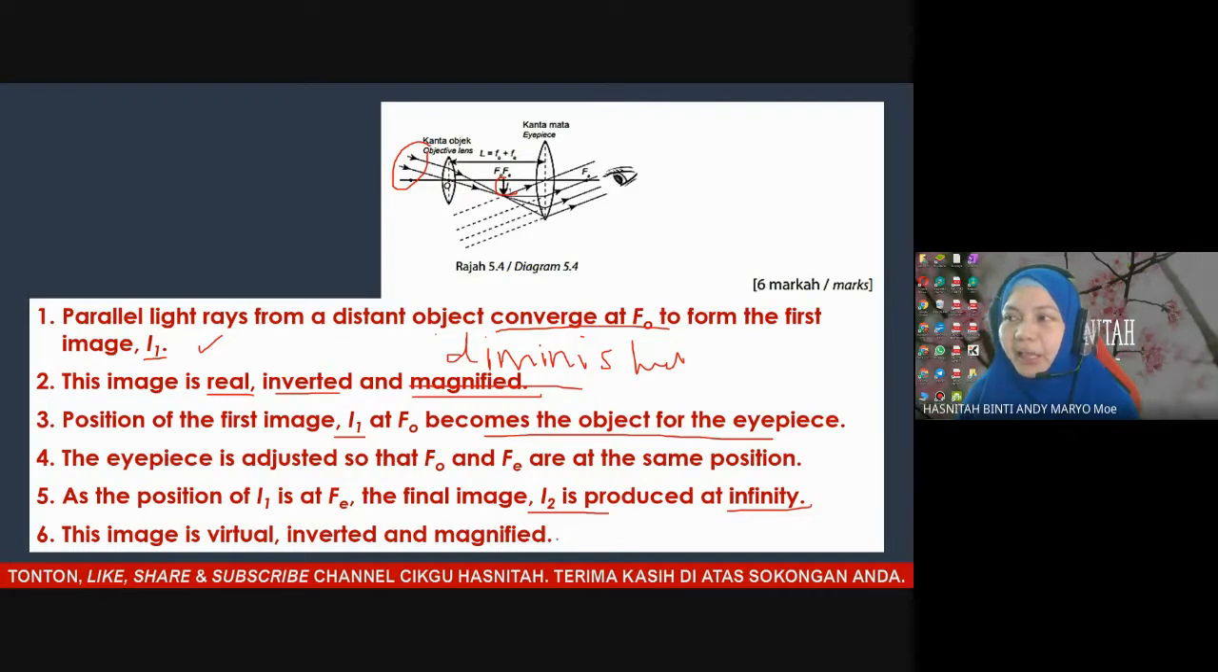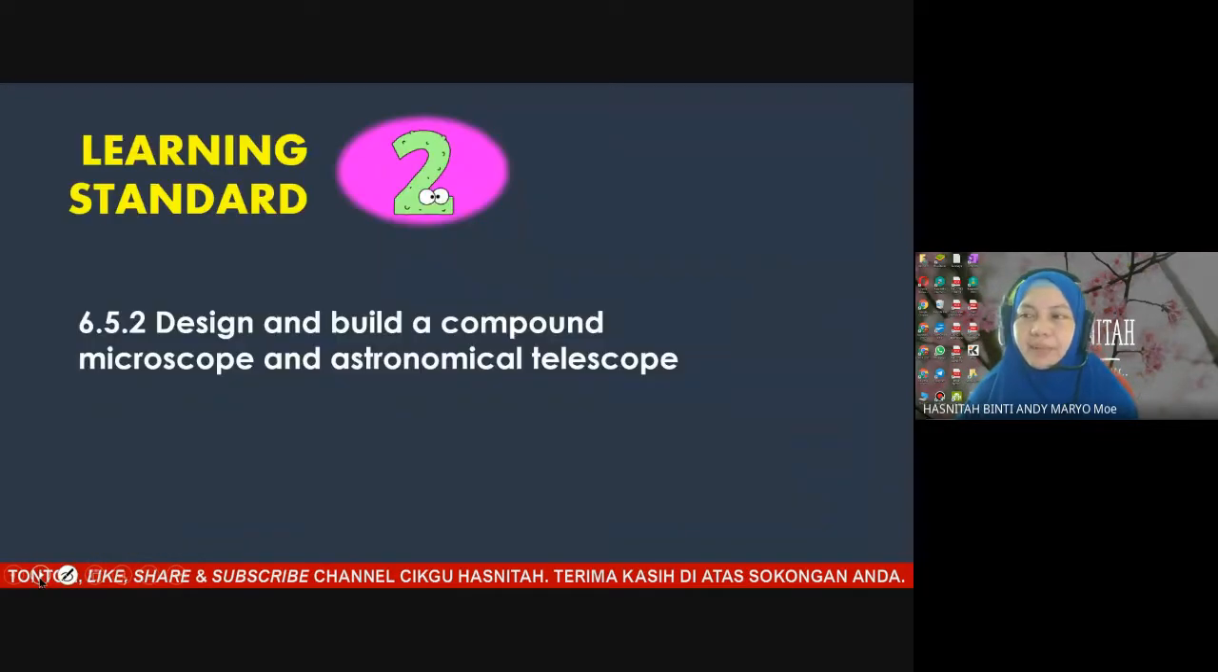And finally, you can talk on the characteristic of the image formed by the eyepiece. It is virtual, inverted, and magnified. Okay. Virtual, inverted, and magnified. Inverted ini compare to the object. Okay, compare to the actual object. So it is inverted. Alright. So this is the step how to build or how to construct an astronomical telescope from number 1 up to number 6. Okay, students. So that is the first learning standard on optical instrument.